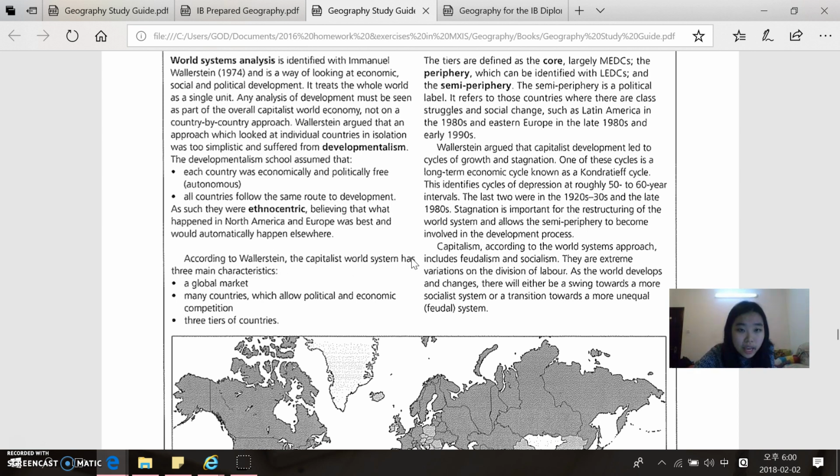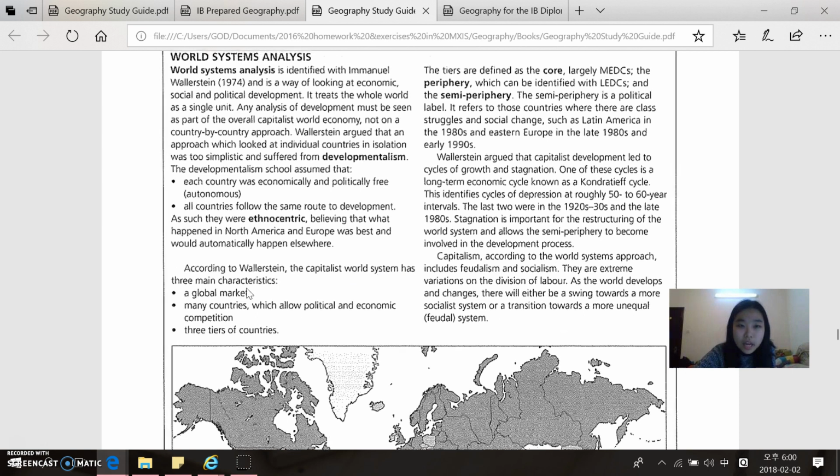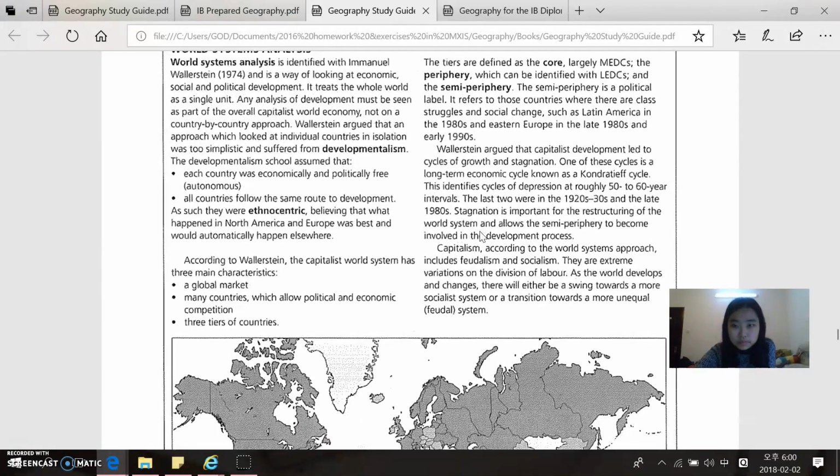According to Wallerstein, a capitalist world system has three main characteristics: a global market, many countries which allow political and economic competition, and three tiers of countries. Basically, they mean the same things. Just remember the global market and know what's happening in it. There's competition, right? A lot of countries allow political and economic competition, and there are three tiers of country.